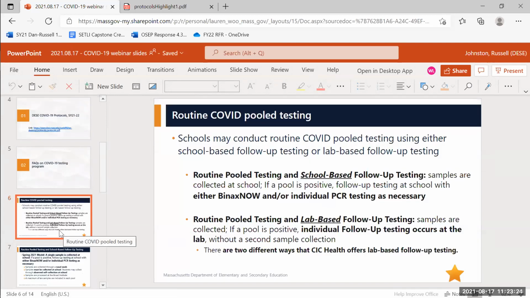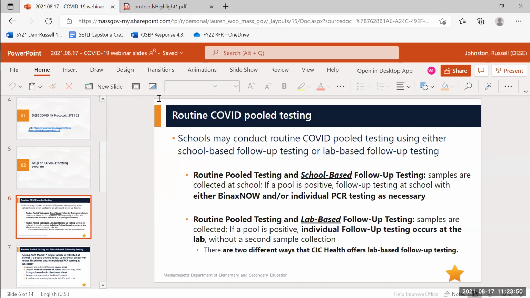And just starting with a reminder about the program and that difference that I was telling you about between whether we're going to have follow-up testing in the school or lab-based follow-up testing. So follow-up testing in the school is, again, what we did last year. So if you were involved in our program last year, this is hopefully familiar to you.